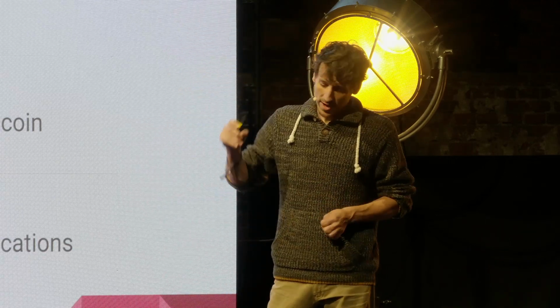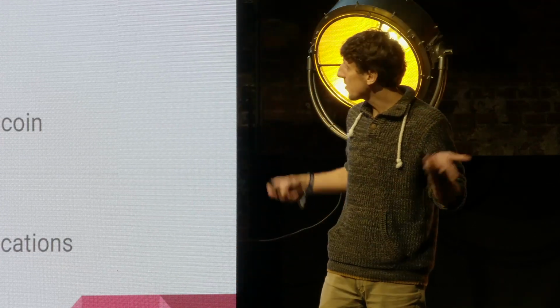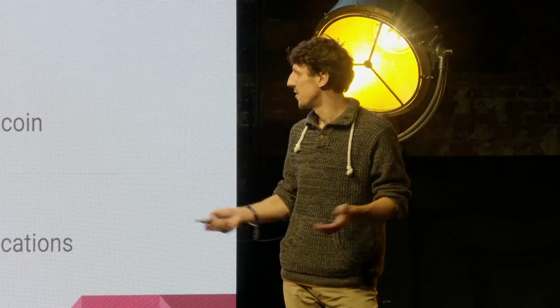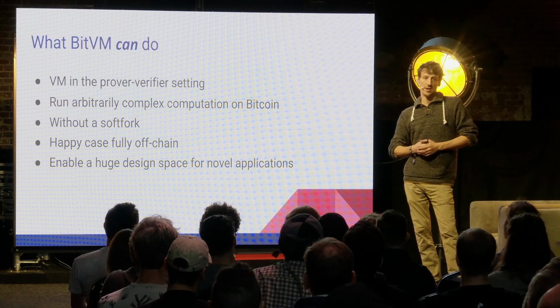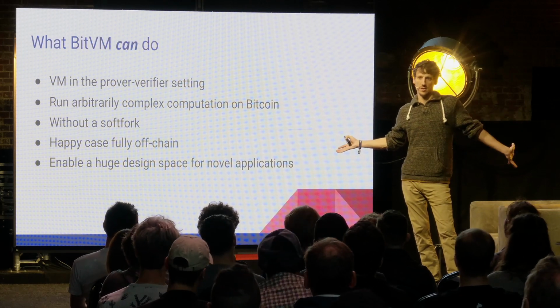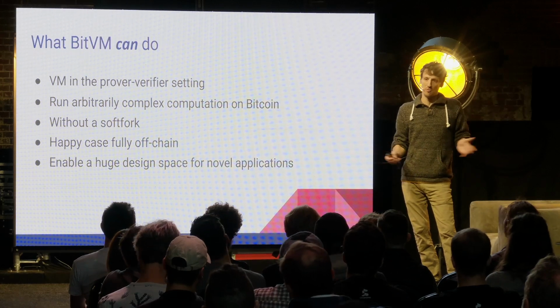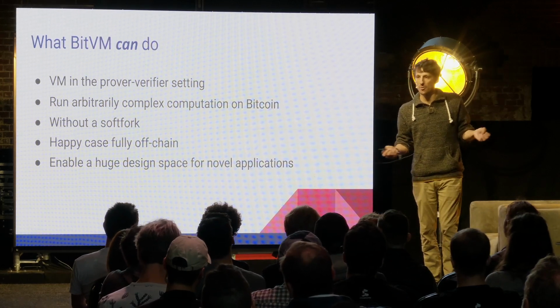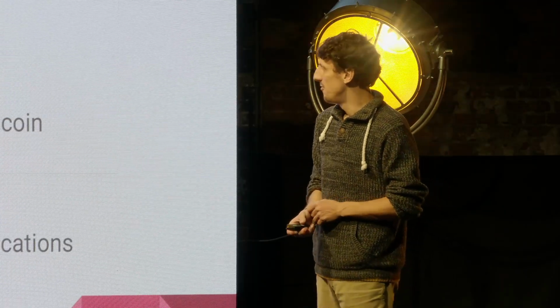But however, once we have set that up, we can run arbitrarily complex computation on Bitcoin. And that is a big thing. That is really new and will change a lot, I think. And of course, it doesn't require a soft fork. That was like the main design goal. And in the happy case, as long as both parties agree, they can settle everything off-chain. What hits the chain is indistinguishable from like a regular taproot transaction. And that is quite a powerful feature.